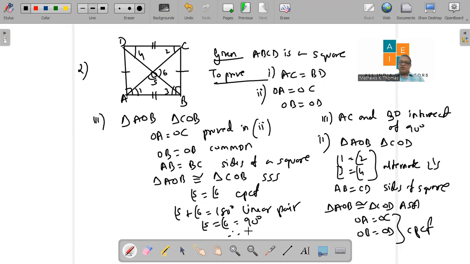And therefore we can say that AC and BD intersect at 90 degrees, or diagonals of a square bisect each other at 90 degrees. So this will be answer number 2, which is in 3 parts. First we prove diagonals equal, then we prove diagonals bisect each other, and then now we have proved that diagonals intersect each other at 90.